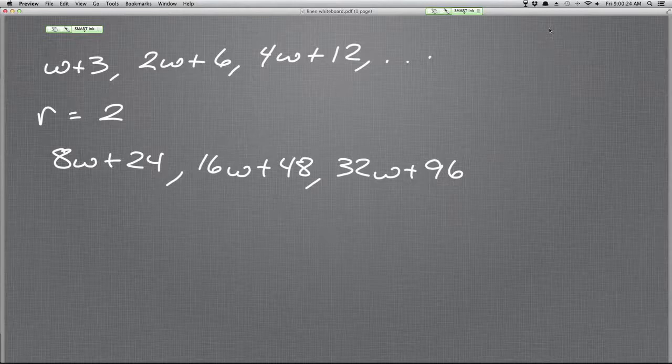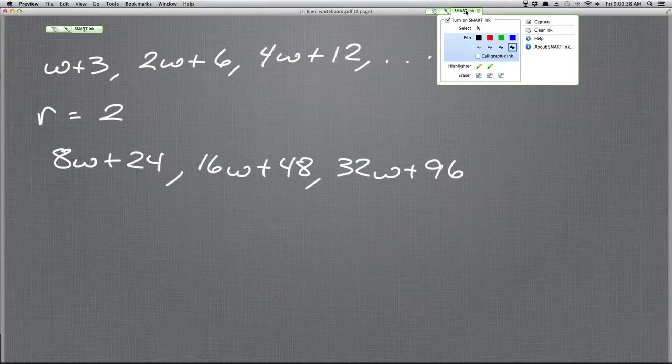What do you think we're going to have to do next? Explicit and recursive. There we go. Now we want to find the explicit formula and the recursive formula. Is it the same formula? It is not the same formula, but it's similar. But you still call it the same thing.